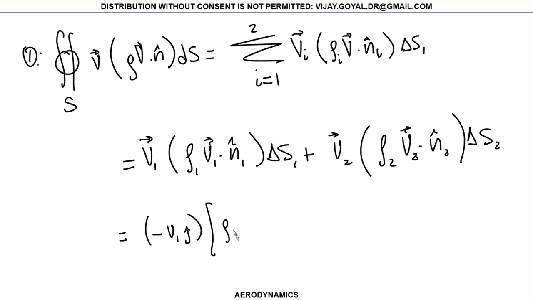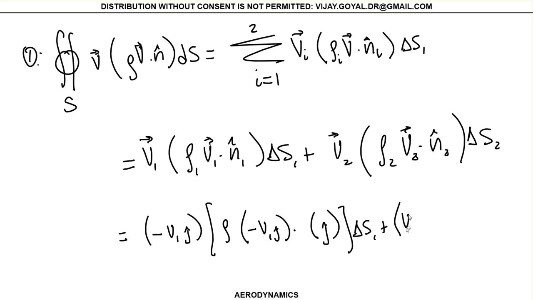This is rho minus V1J dot N1 is J. So this gives you J times delta S1 plus V2 is V2J, rho times V2J dot product J times delta S2. Okay, so we found this one.